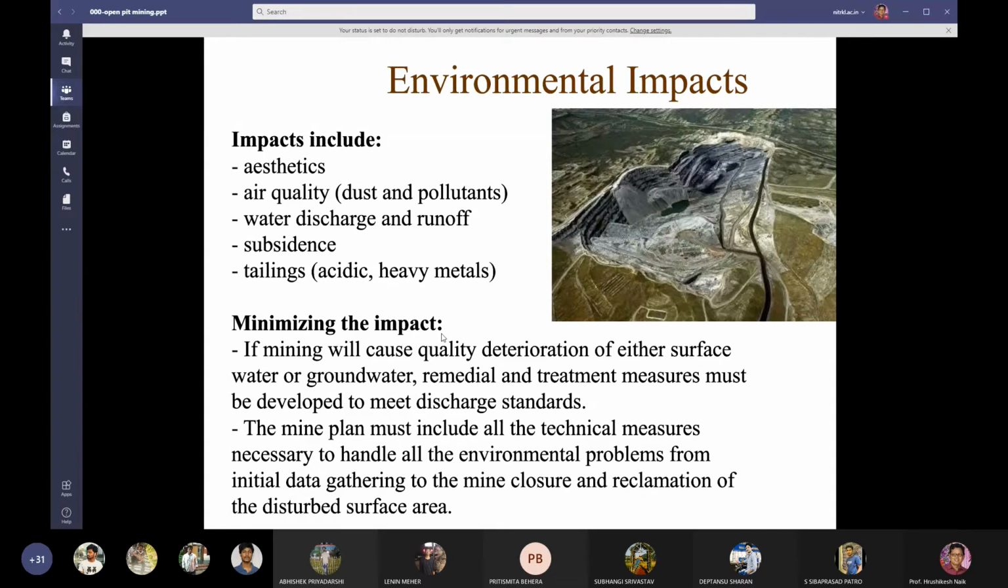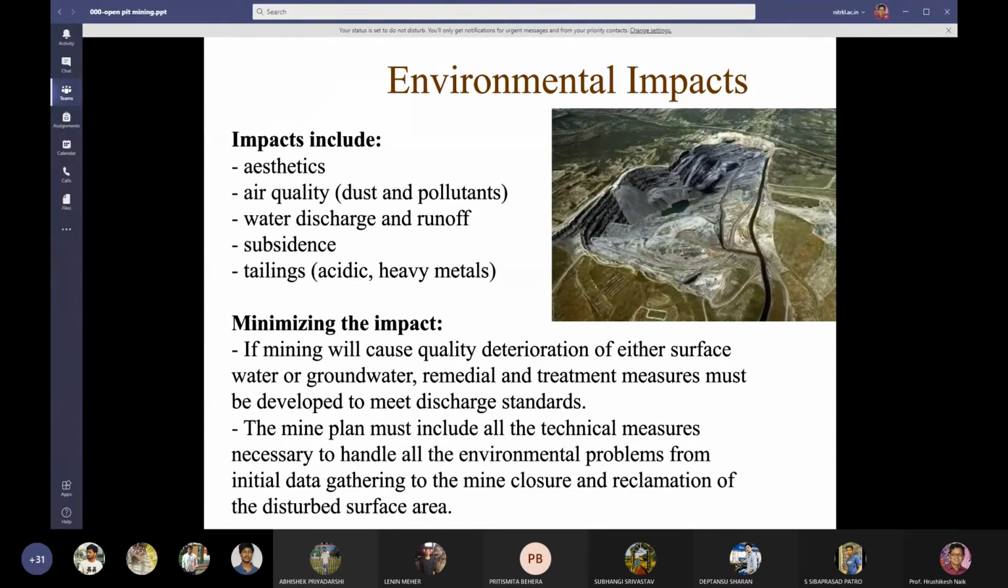So how to minimize the impact? How to minimize the environmental impact of mining? If mining will cause quality deterioration of either surface water or groundwater, remedial and treatment measures must be developed to meet discharge standards. The mine plan must include all the technical measures necessary to handle all the environmental problems from initial data gathering to the mine closure and reclamation of the disturbed surface area.